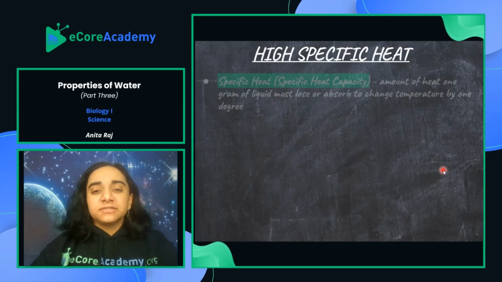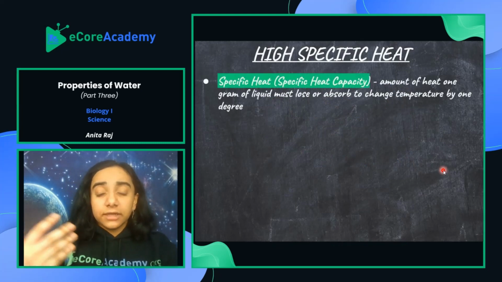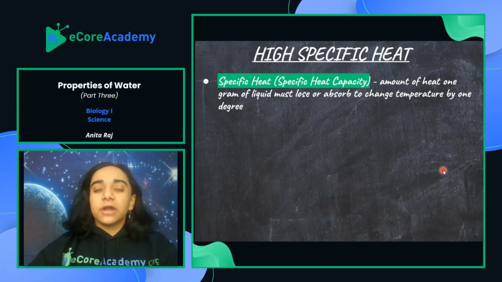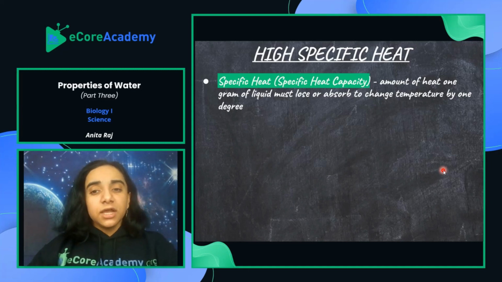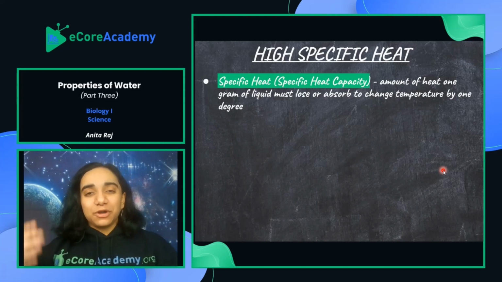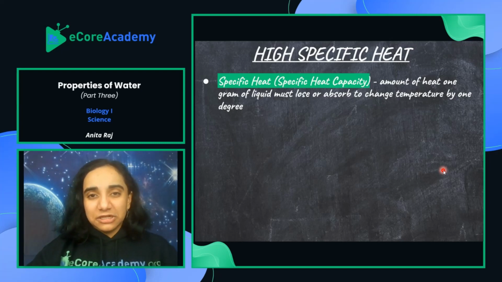So now, let's talk about high specific heat. Like I said before, the term is specific heat, but I wrote high specific heat because water has high specific heat. So first, let's talk about what just specific heat is. It's also known as specific heat capacity because capacity is like the amount. So, for example, if my mental capacity is very high, that means I'm smart. I can retain a lot of information in my head. So that's just what capacity means.